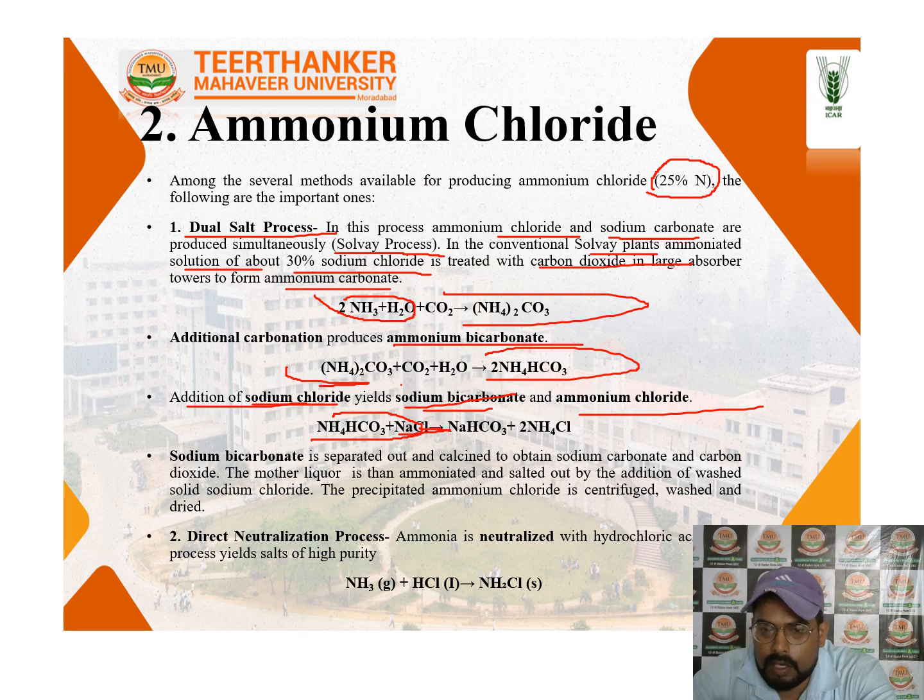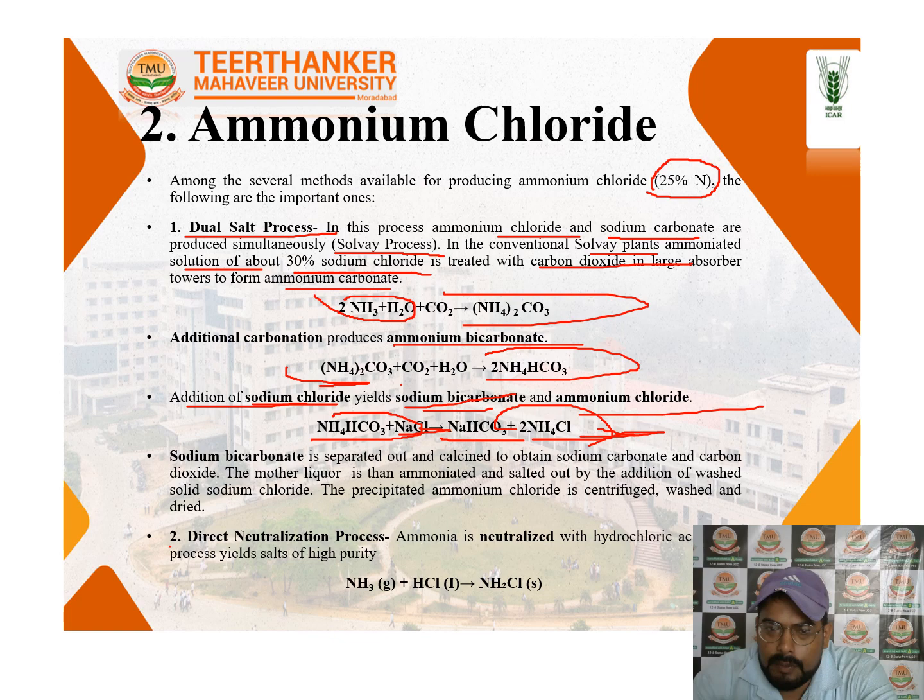The byproduct is sodium bicarbonate, and sodium chloride is the main material of the manufacturing process. The sodium bicarbonate is separated and calcined to obtain sodium carbonate and carbon dioxide, and the other liquid, then with ammonia and salt addition, is washed. The chloride is precipitated as ammonium chloride, concentrated, washed and dried.